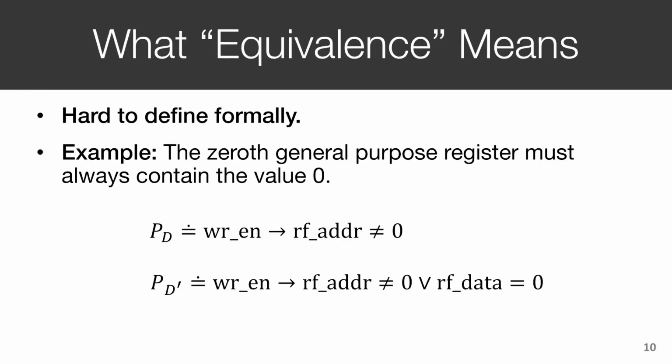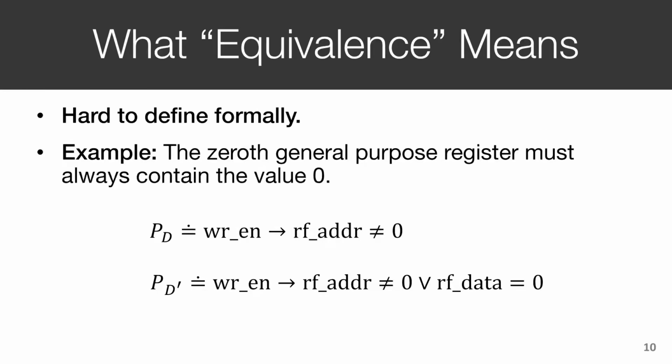The first property states that if a write to the register file is enabled, then the register being written is not 0, which means the general purpose register 0 is not the target of the write. However, the same property may not be true for a second design, even though the design enforces the same policy. And the second design might require the second property here.